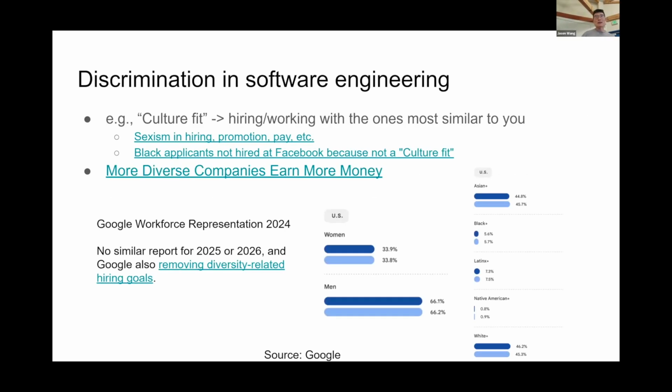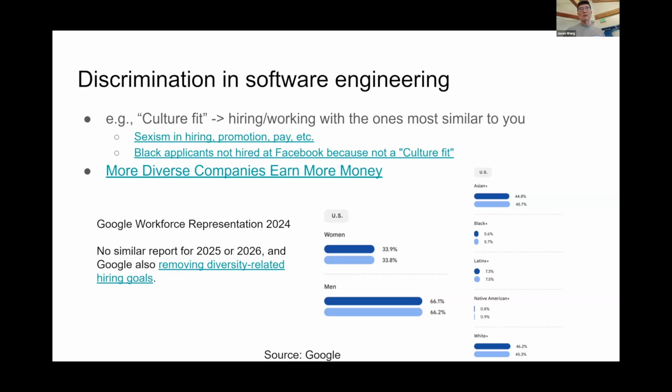So there's many ways that this is happening. We have discrimination in the field of software engineering. One is just, who is a software developer. On the bottom here, these are plots of the Google workforce representation in 2024. You can see the split between men and women, and also a split based on ethnicity in the U.S. offices. These are all U.S. offices and U.S. statistics. Note that there's been no similar statistics published in 2025 and 2026. Google stopped reporting diversity-related hiring goals in the last couple of years.